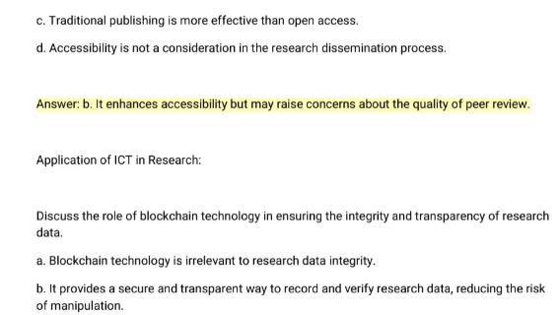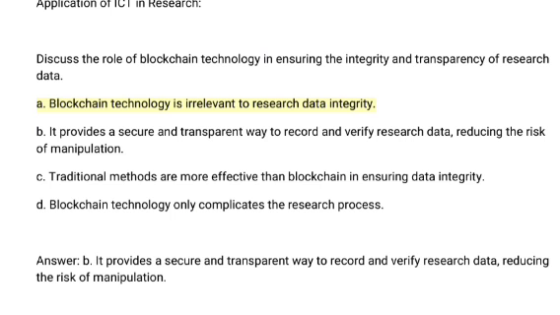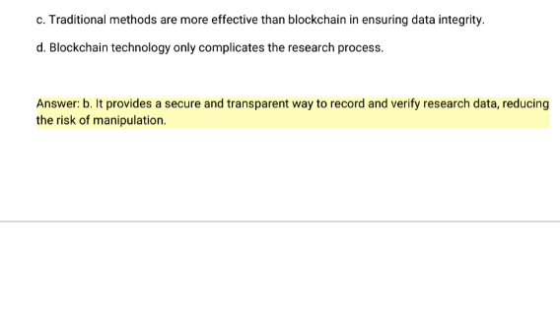Application of ICT in research. Discuss the role of blockchain technology in ensuring the integrity and transparency of research data. A. Blockchain technology is irrelevant to research data integrity. B. It provides a secure and transparent way to record and verify research data, reducing the risk of manipulation. C. Traditional methods are more effective than blockchain in ensuring data integrity. D. Blockchain technology only complicates the research process. Answer. B. It provides a secure and transparent way to record and verify research data, reducing the risk of manipulation.